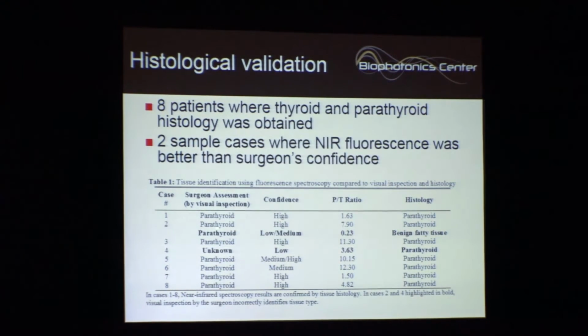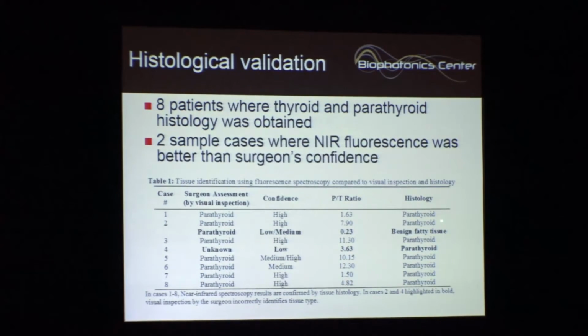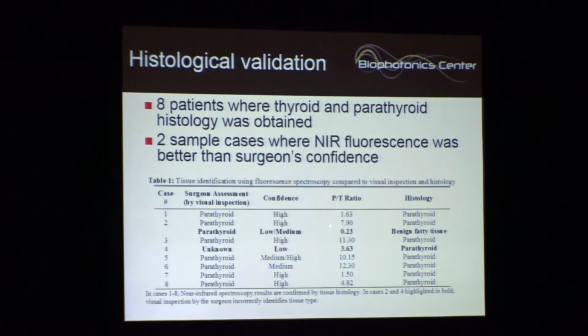where the surgeon had low to medium confidence with the parathyroid gland, and we agreed. The histology said that, and as I said, remember it's 1.2 to 11 times or 20 times greater than the thyroid, so any ratio signal more than 1.2 will tell you that it's the parathyroid gland. That ratio, the parathyroid to thyroid ratio, was 0.23, agreeing with the surgeon's confidence that it is not the parathyroid gland.